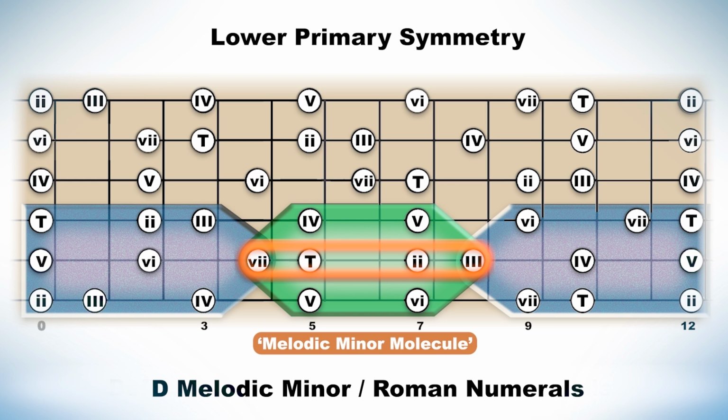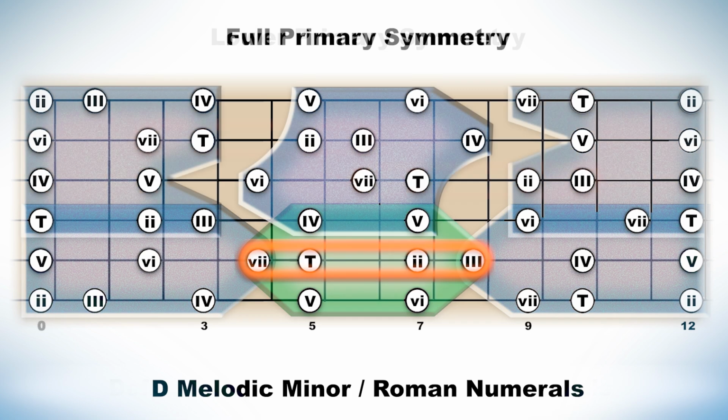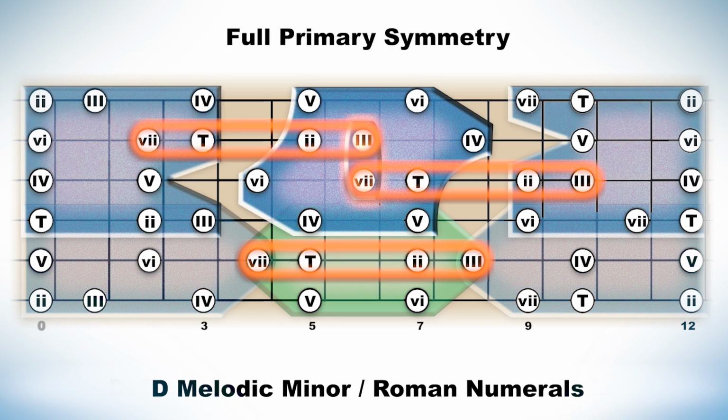Moving now to the 3 lower strings, we find yet another symmetrical array with the 5th mode and the melodic minor molecule at its center. Considering melodic minor on its own terms means recognizing its symmetry, and also recognizing how that symmetry plays out on the guitar fretboard.